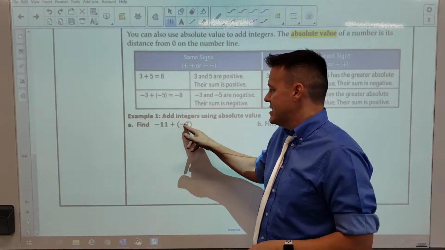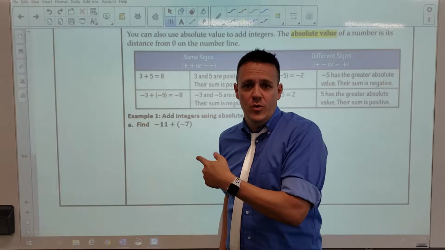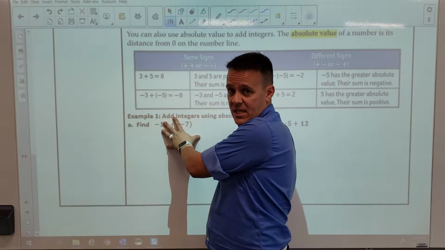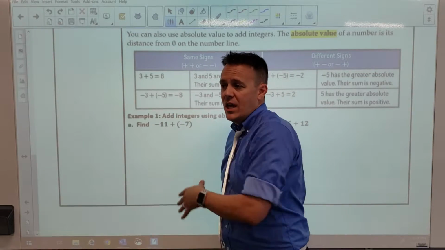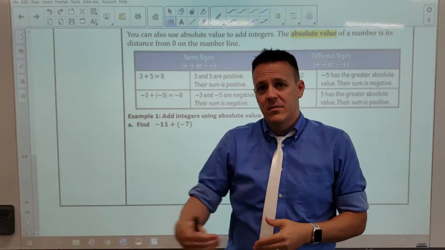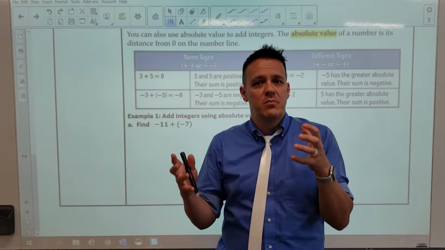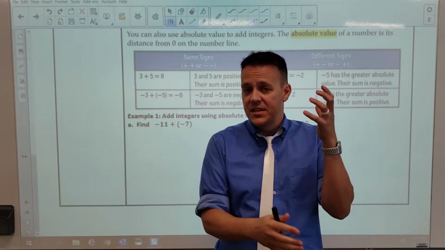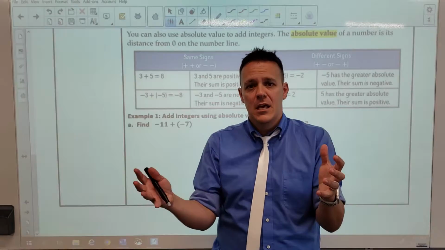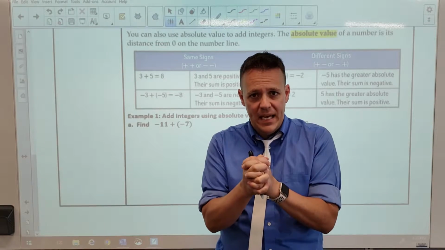Negative 11 plus negative 7. What are you doing to solve this? Are you adding these numbers together or are you subtracting them? Okay, I need you to think of this as money. So what you'd want to do is you're not adding or subtracting, but you're putting these numbers together. So I have a negative 11 and a negative 7. If I put that together, what do I get?